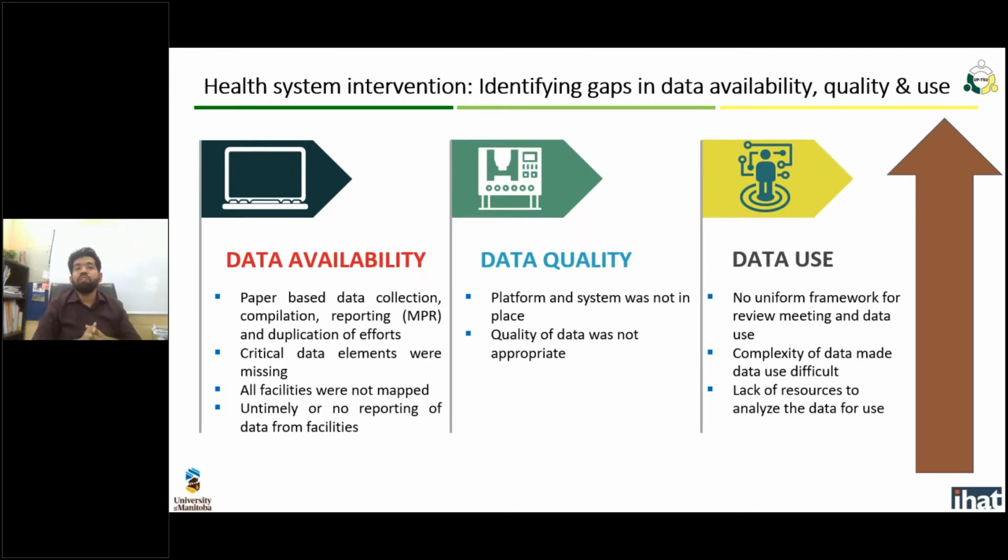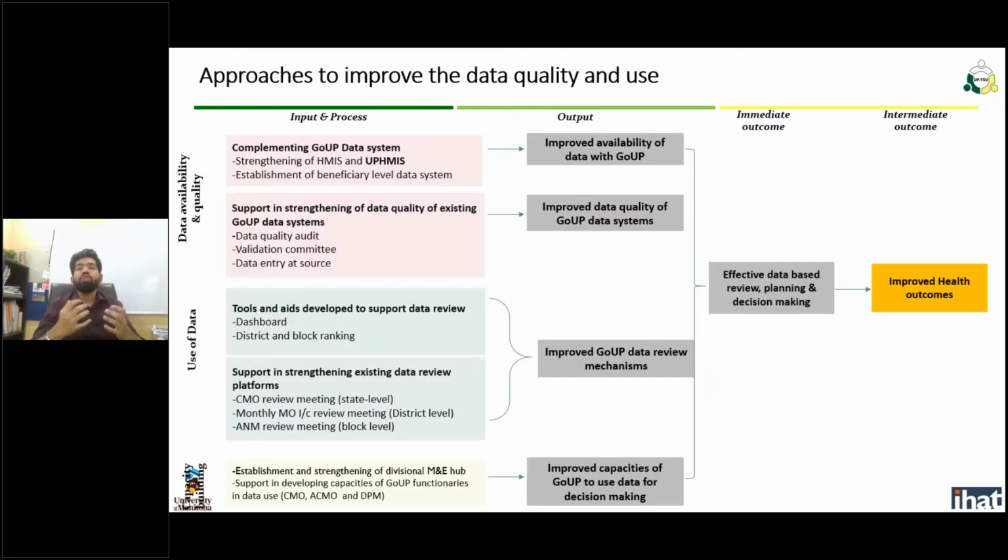So these are some of the gaps we found in the system, based on which we tried to develop some packages and approaches for how we could improve the data quality and data use system in the state of Uttar Pradesh. In view of that, the core principle we always keep in our head, in all our approaches, is that we are not just working on the improvement of data quality and data use.